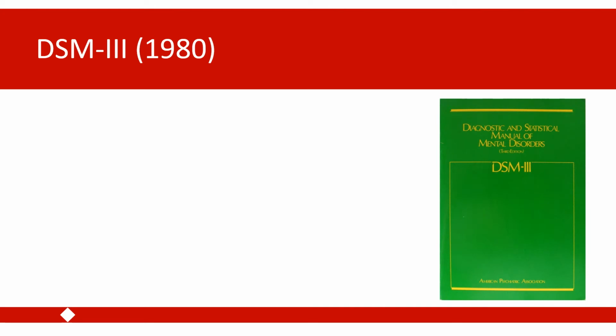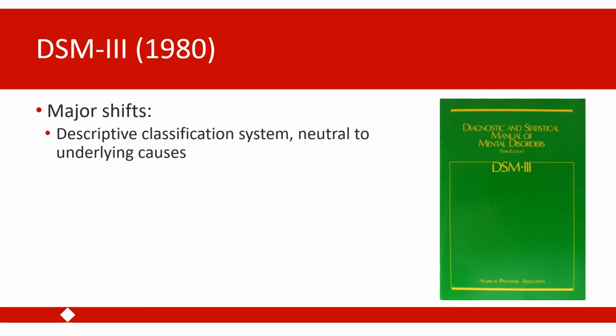We make it now all the way until 1980 before we get our next revision. And the shift from the DSM-II to the DSM-III is probably the greatest shift that we see in the history of the DSM. So there are some major changes between DSM-II and DSM-III. One shift is that the DSM explicitly defines itself as a descriptive classification system that is neutral to underlying causes.